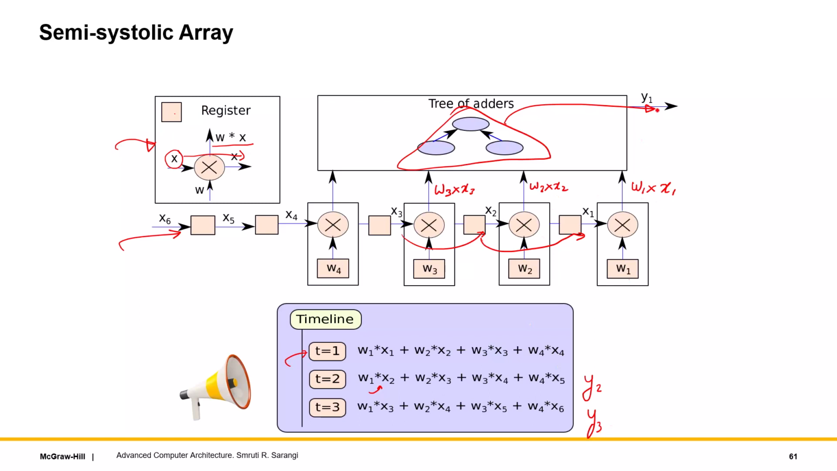So basically the final values come out of this tree of adders, and this tree of adders is on a critical path, because if you think about it, this is a very fast unit, this is a very fast unit, but the tree of adders, depending upon how large the filter size is, could be the bottleneck. So this is something that we are in principle not very happy with.